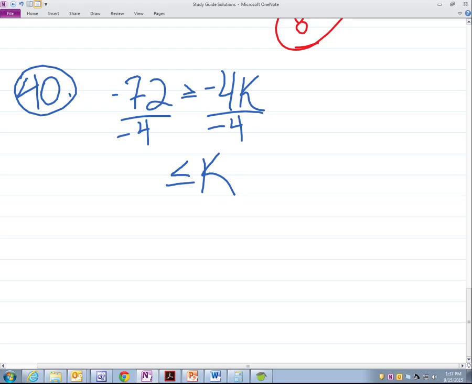And then that would be 72 divided by 4 is 36. Half of 36 is going to be 18. Yeah, 18. Which is the exact same thing as k is greater than or equal to 18. Those are the same exact things.